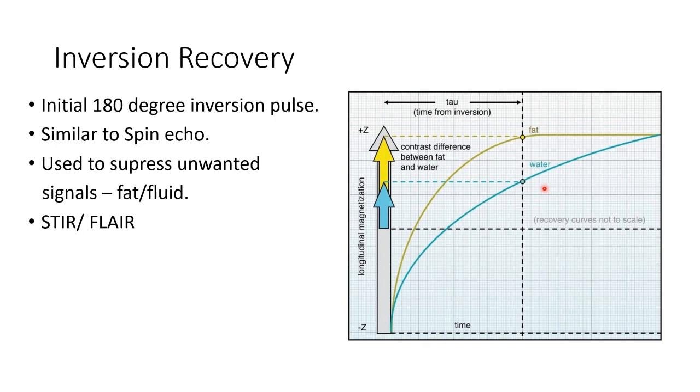The same concept can be applied for FLAIR also, where we suppress the water signal. At the point when the water reaches the zero magnetic field, we apply the 90-degree RF pulse. So fat will keep on going, but for the water, the signal will not be generated and it will remain constant. So this is how we suppress fat and water signals. For suppression of fat, the sequence is called STIR, short tau inversion recovery, and for suppression of water signals, the sequence is called FLAIR, fluid attenuated inversion recovery.